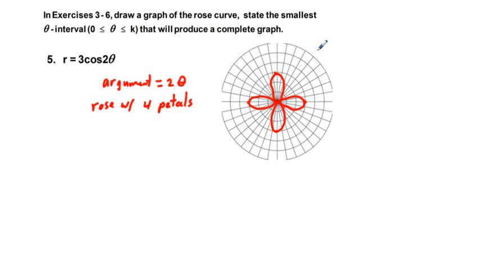And for this one, our k is going to be equal to 2 pi. We're going to need 2 pi to make a complete graph.